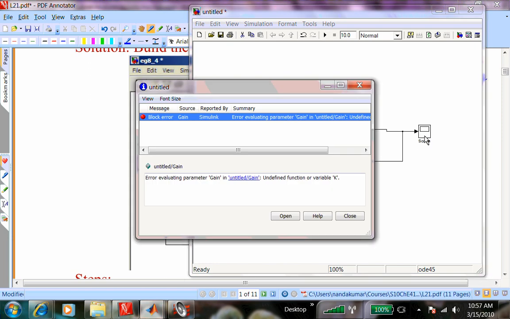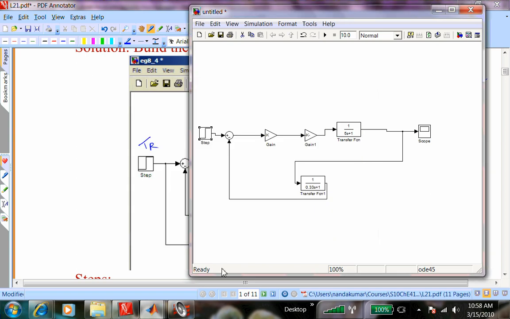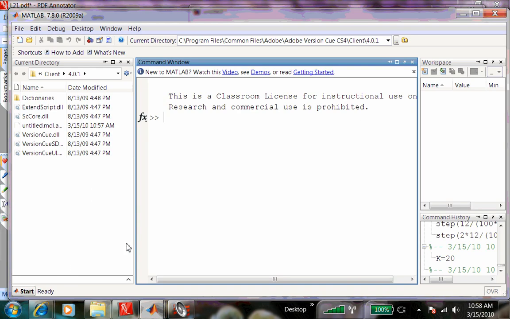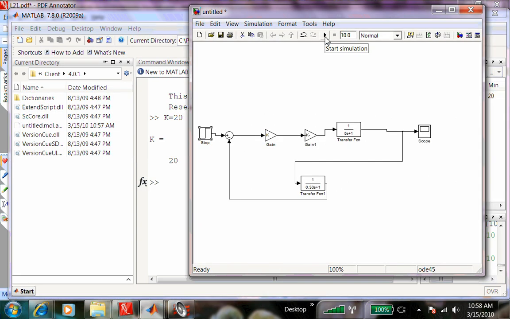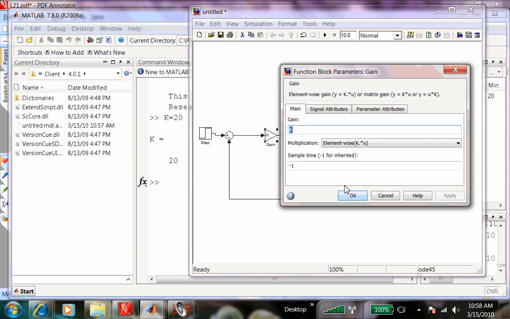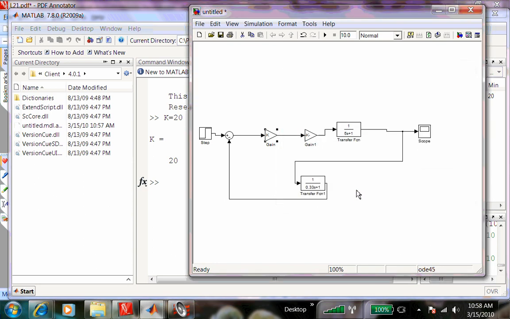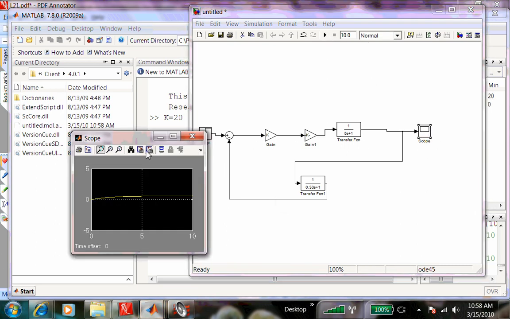What was the error? It didn't define K. Okay. So if you had any symbols that you have used in your simulation block, but that is not defined by a value, then as it executes, it looks for the value in the workspace. Okay? So what you need to do is go to the workspace, that is the MATLAB command window, and define k is equal to 20. Okay? And then go back and redo the simulation. Did I use the lowercase k? Let me make it an uppercase k. Okay? That is the response.